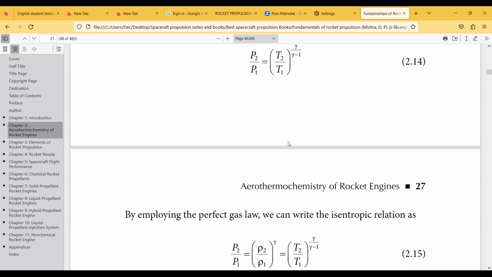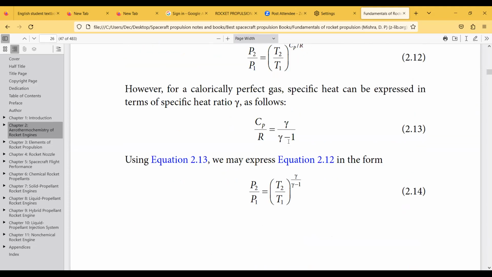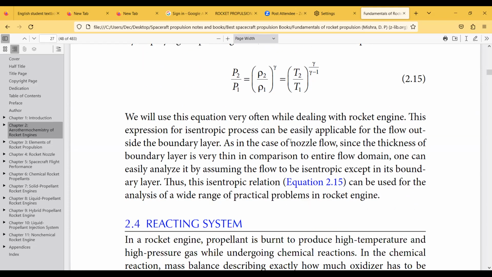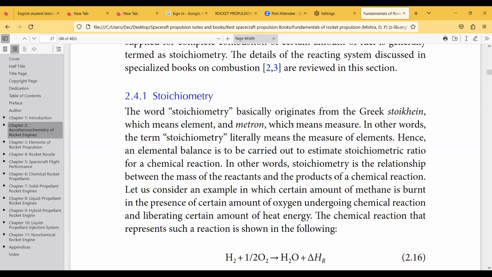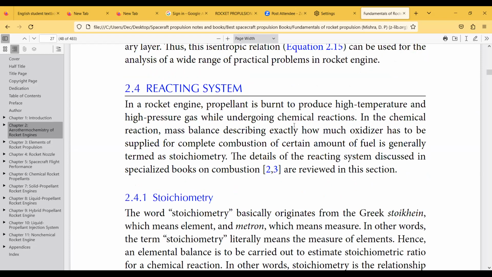Variation, pressure variation, temperature variation, we can define in this manner. So these formulas are very vital for the combustion chamber phenomena. Okay, so these are some of the important formulas.